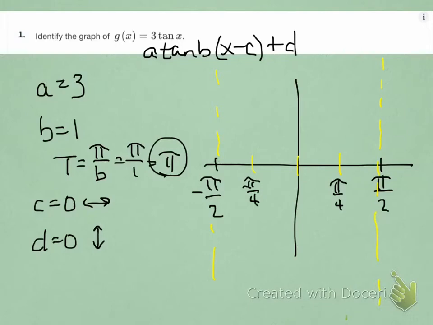All right, now I take a look at my A. From my center line, I didn't have a shift up or down, so that means starting at 0, I'm going to go up 3 and down 3. Those are important for where my key points are.